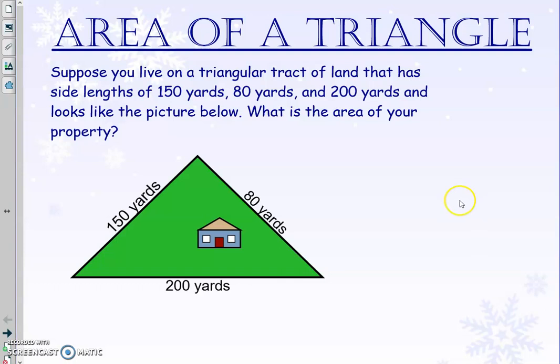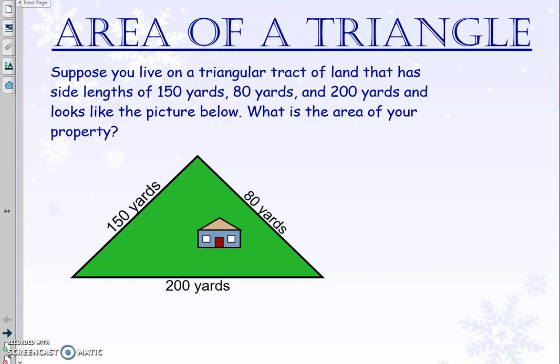So we'll start out today with this problem. Suppose you live on a triangular tract of land that has side lengths of 150 yards, 80 yards, and 200 yards, just like this picture. And you need to find the area of your property. How would you go about doing that? Well, if you were just a geometry student, you would try to drop an altitude down here, and you'd have to try to figure out these angles and use some trigonometry. But it turns out that there are a couple formulas out there that might be a little bit easier to use, and we'll explore those today and see if we can figure that out.